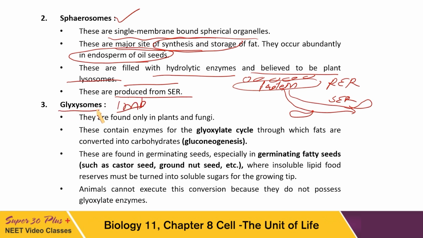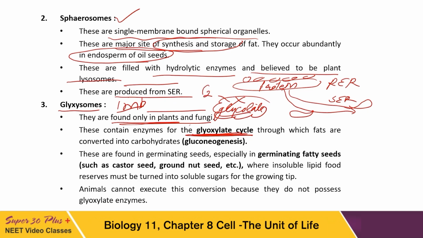What are glyoxysomes? Again very important one. Glyoxysomes are found only in plants and fungi. Remember, these are absent in animals. They contain enzymes for the glyoxylate cycle. Remember, this is the glyoxylate cycle. This is not the glycolate cycle. The confusion is, is this the glycolate cycle? No, this is not the glycolate cycle. The glycolate cycle takes place in peroxisome, also known as the C2 cycle.